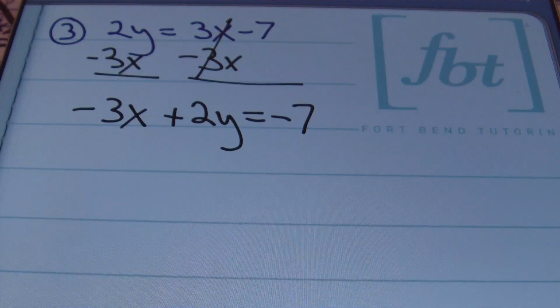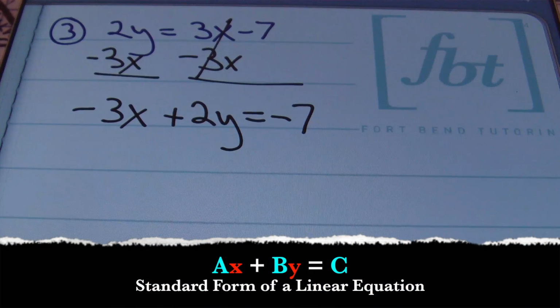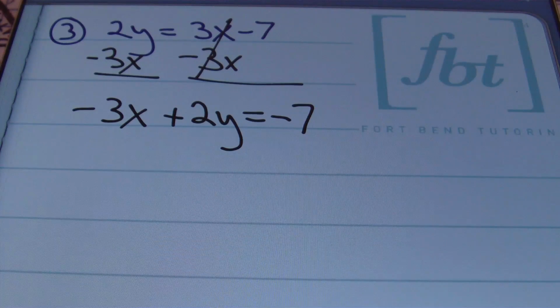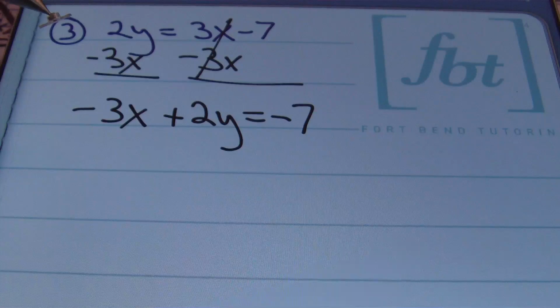However, is this standard form? Is this the form ax plus by equals c? That's the question. No, it's not. You're correct. It is not in standard form because our a value is negative. We can't have that. So that means I'm going to divide each and every term by negative 1 to change the signs.